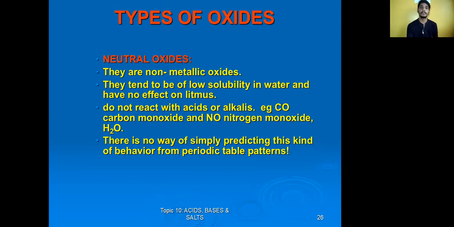Now we're going to talk about the fourth type, that is the neutral oxide. They are non-metallic oxides. They tend to have low solubility in water and have no effect on litmus paper. They do not react with acid or alkali. Examples are carbon monoxide, nitrogen monoxide and water. There is no way of simply predicting this kind of behavior from the periodic table pattern, so this is quite difficult to identify. That is called neutral oxides.